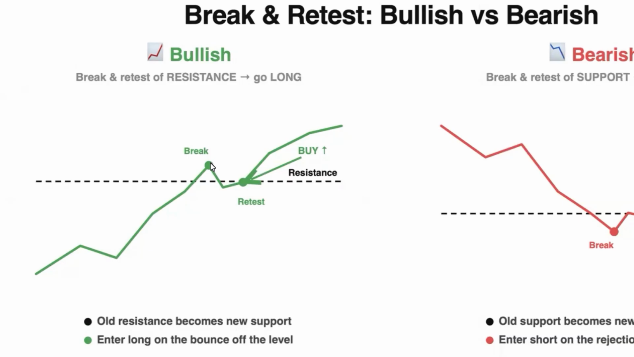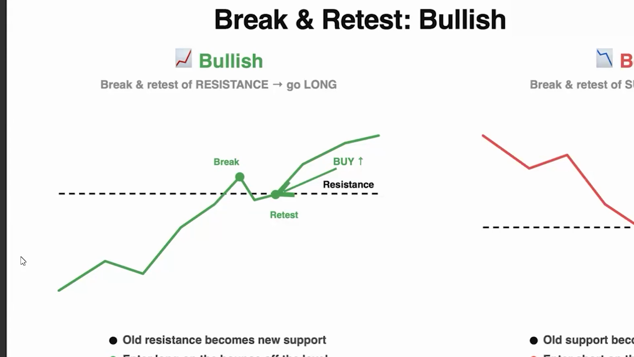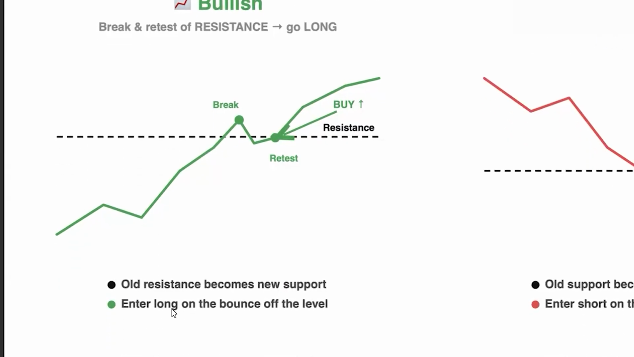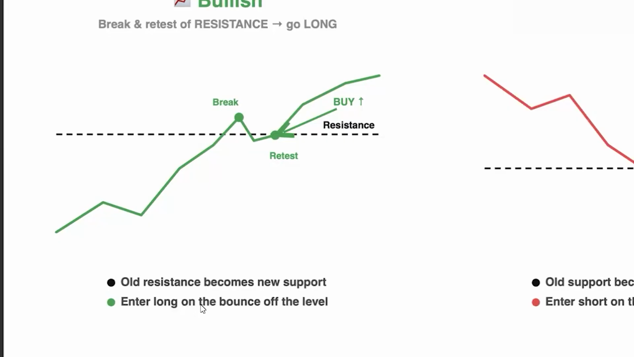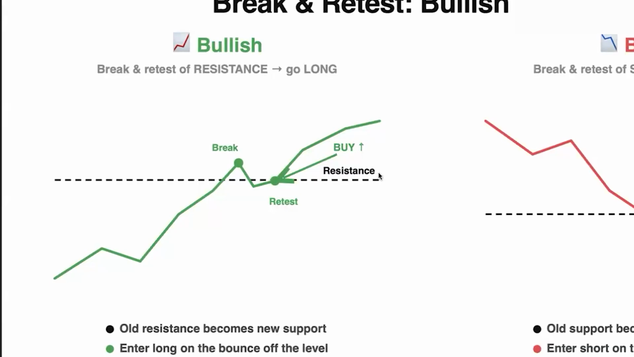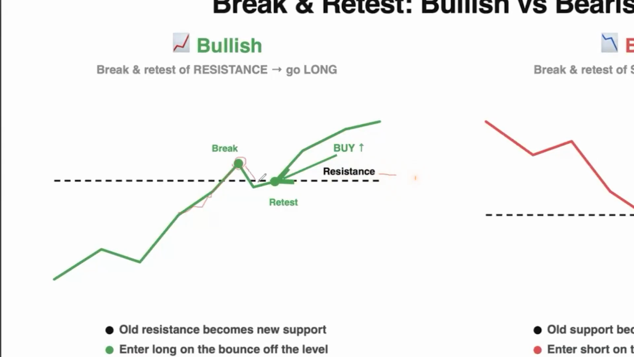So that's the breakout. From there, price comes back and retests that level, which was a resistance zone because price was underneath it before. This is why it was a resistance zone. Now that price has broken above it, it has become a support zone. Because you have this pattern, this is where you would enter the long position, the buy position, at the bounce of that level. So that level is this resistance zone from before, at the retest.